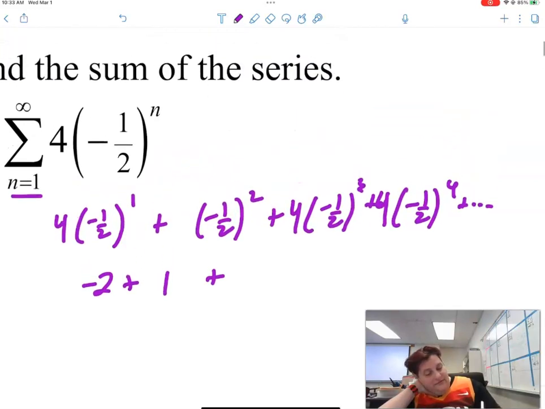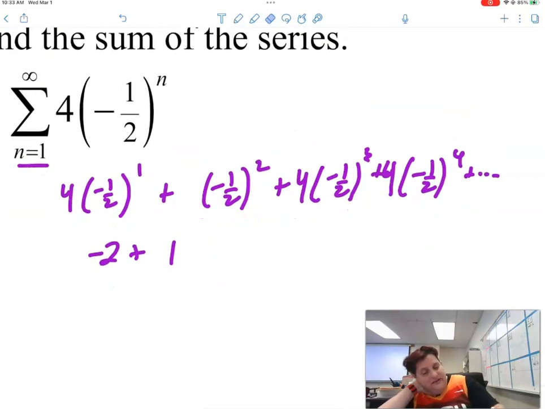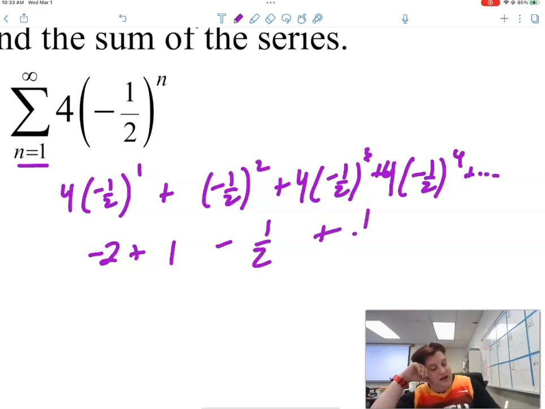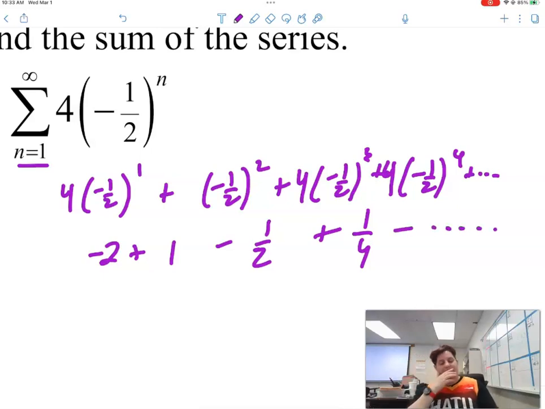Negative 1/8 times 4 is negative 1/2. So this actually goes back to negative. To the 4th is positive 1/4. And then it would go negative and then the next one.